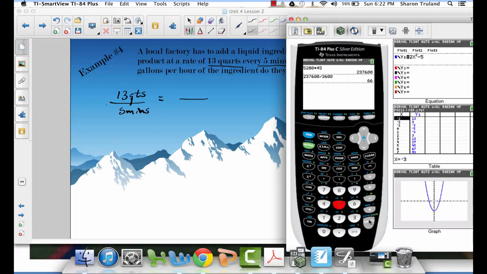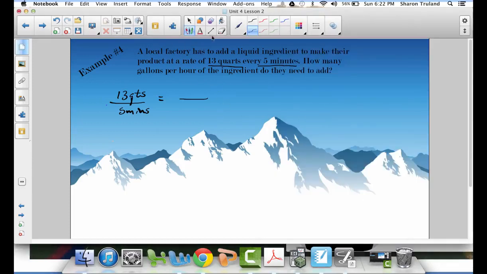13 divided by 5 gives me 2.6. Well, I'm going to stay in this minimized screen so I don't have to keep going back and forth. So that gives me 2.6 quarts per 1 minute. So now I'm down to a unit rate. How much per minute? How many gallons per hour of the ingredients do they need to add?